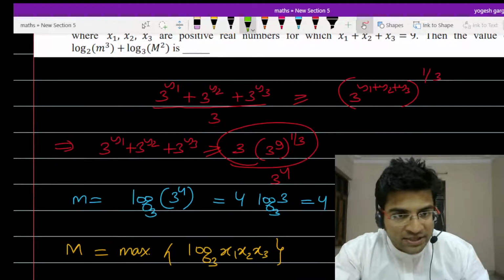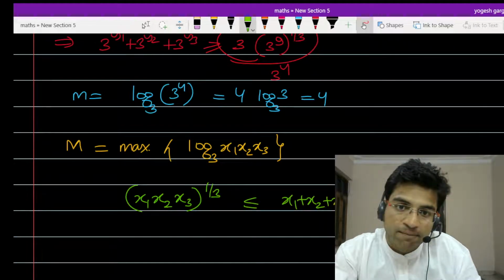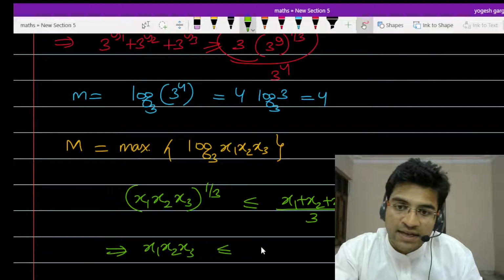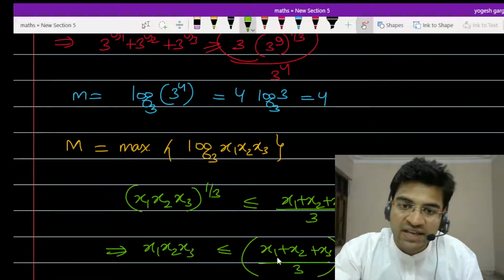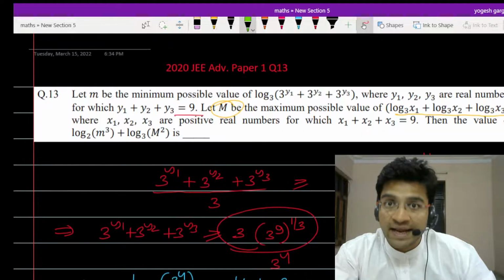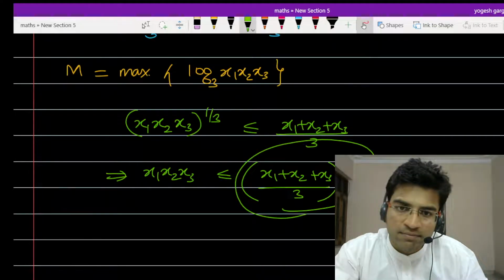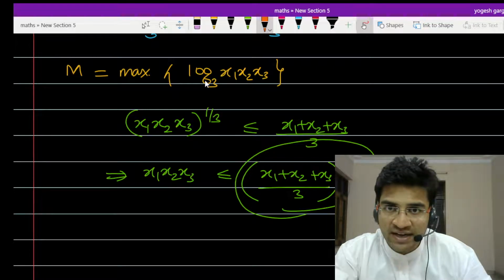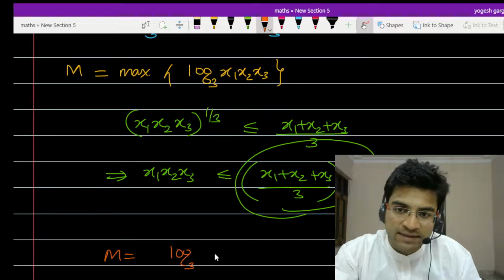So (x1 x2 x3) to the power 1/3 is less than or equal to (x1 + x2 + x3)/3. So x1 into x2 into x3 is less than or equal to ((x1 + x2 + x3)/3) whole cube, and we have been given the sum of x1, x2, x3 equal to 9. So 9 by 3 is 3, and 3 whole cube. We are not interested in the maximum value of x1 x2 x3 itself; we are interested in the maximum value of log base 3 of x1 x2 x3. So capital M is nothing but log base 3 of 3 whole cube, and that will be equal to 3.